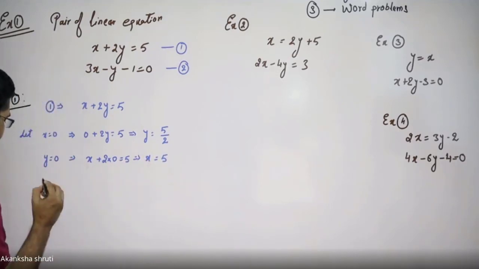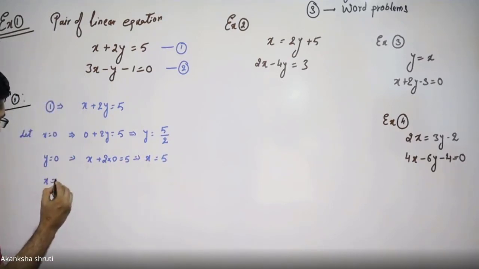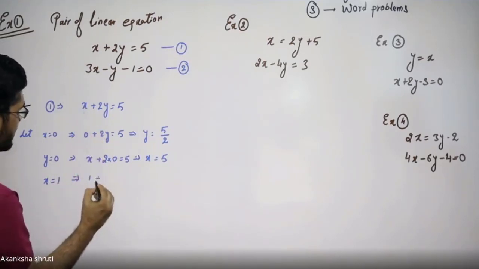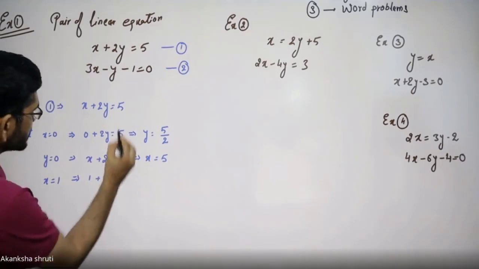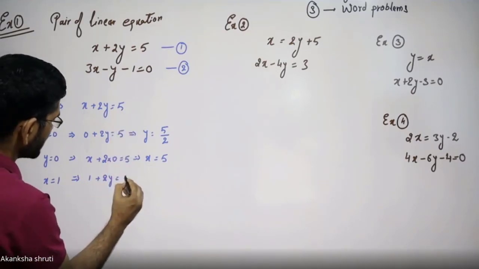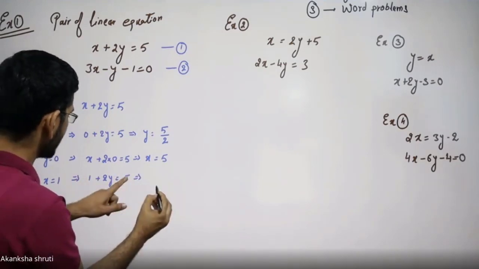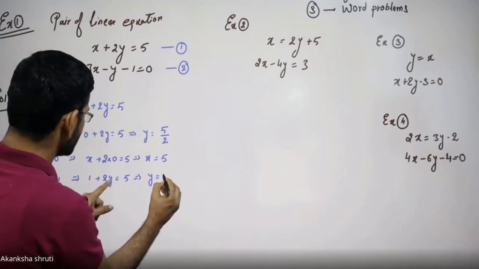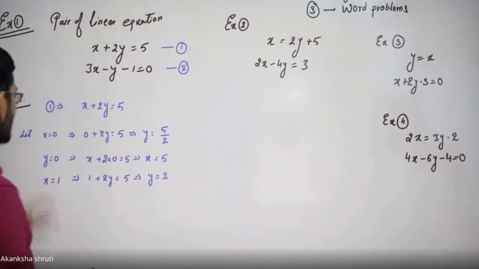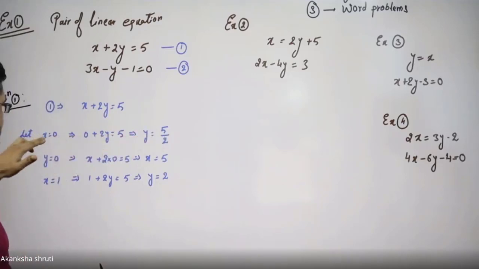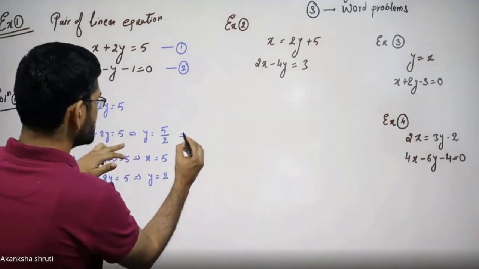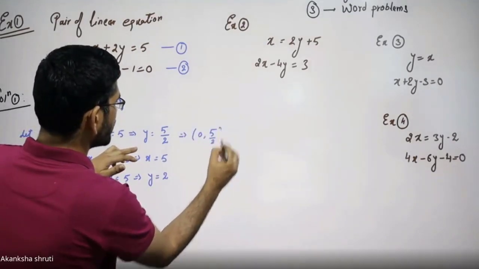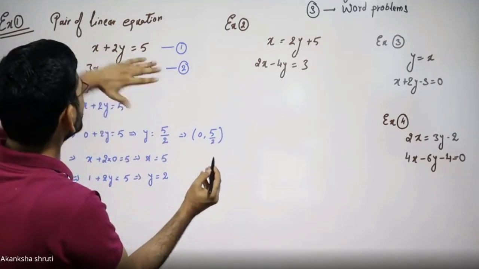We may choose another value. Let x equal 1. Substituting 1 here, 1 plus 2y equals 5. Bring this 1 to the right-hand side, it becomes 4, divide it by 2, and that gives the y value as 2. So what we are observing: x equals 0 and y equals 5 by 2. So (0, 5 by 2) is one pair of solution for this first equation.